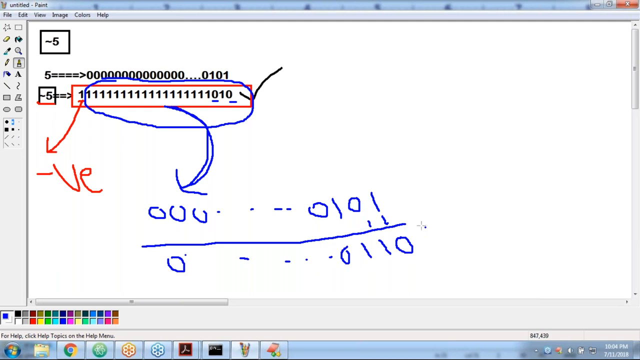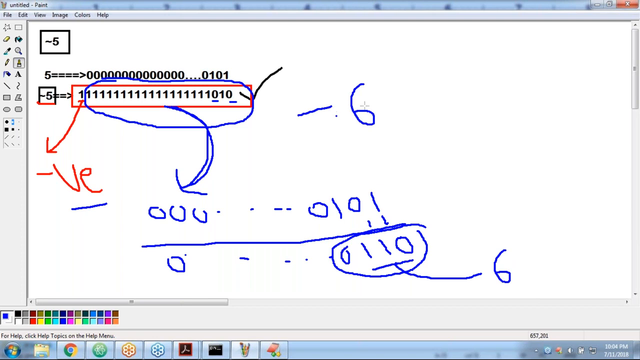If all are zeros, what is the value of 1 1 0? 1 1 0 means 6, sir. 6 with the already negative number. That's why the result by default we are going to get is minus 6 as the output, sir.